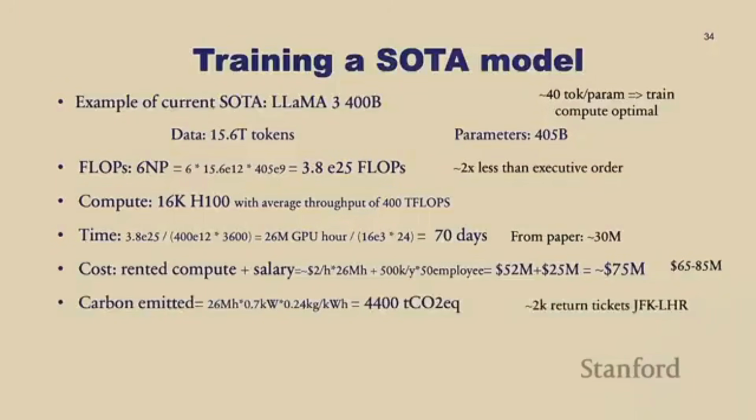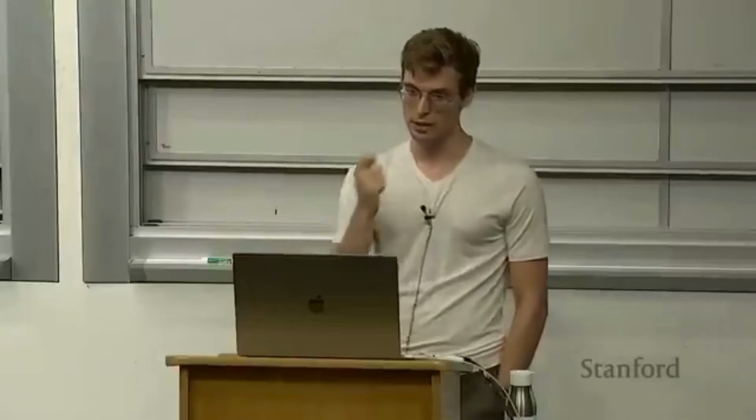Carbon emitted, a lot of people might ask, because cost is not the only thing that is important. So I did the computation. It's around 4,000 tons of CO2 equivalent. That is actually only 2,000 return tickets from JFK to London. So right now, carbon emitted is huge, but it's not meaningful yet. I think in maybe GPT-6, GPT-7, once you multiply this by 100, that might become a real issue. Right now, I think it's still not an issue in the grand scheme of things.